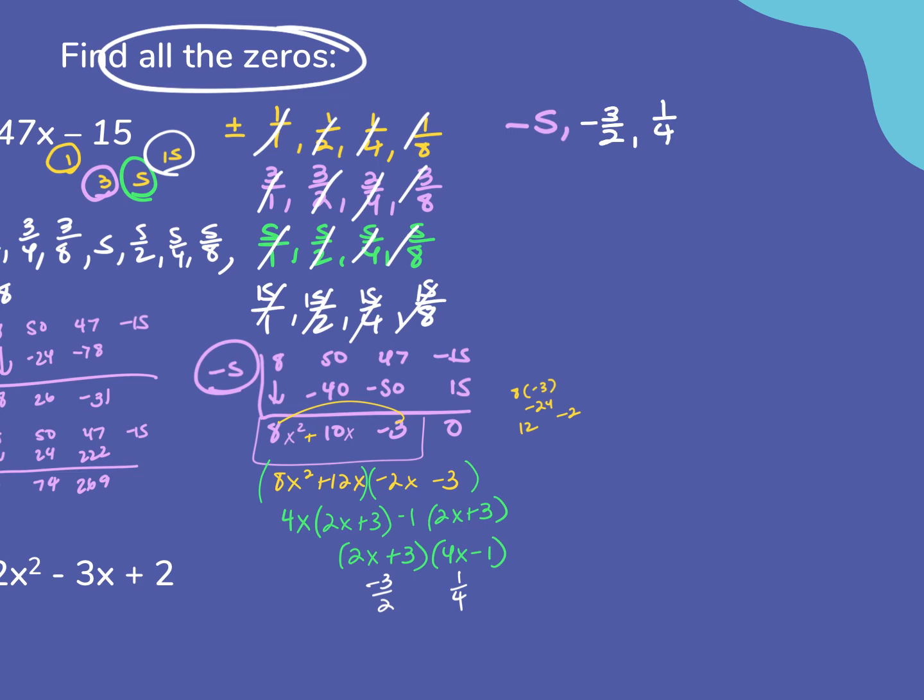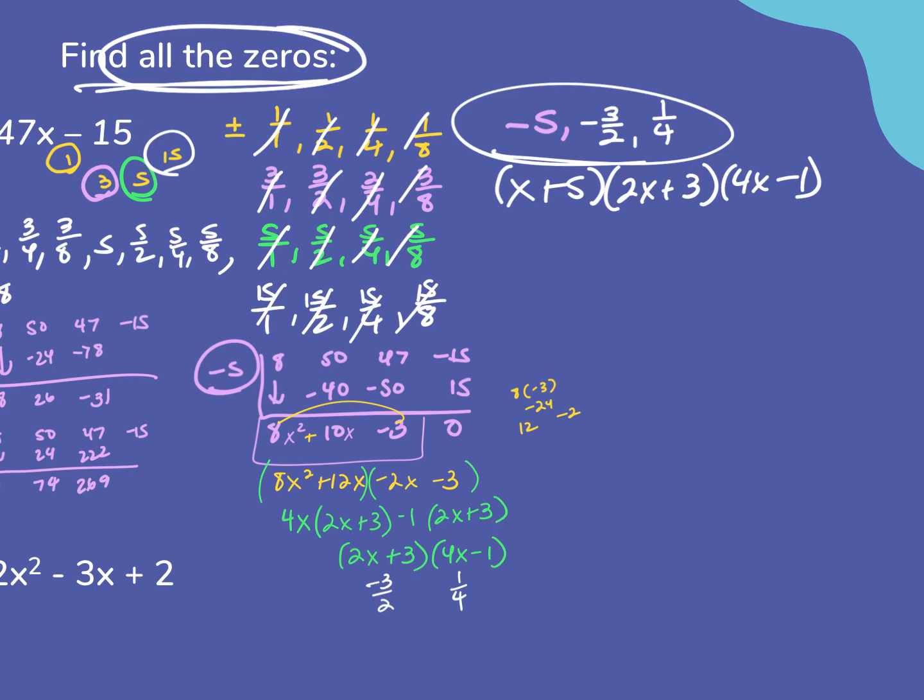So there's a hint. Start with the whole numbers on the homework because they'll be there. If it hits that, put it in factored form, then it would be x plus 5, and then 2x plus 3, and then 4x minus 1. But because it says just find all the zeros, this is the format of the answer.